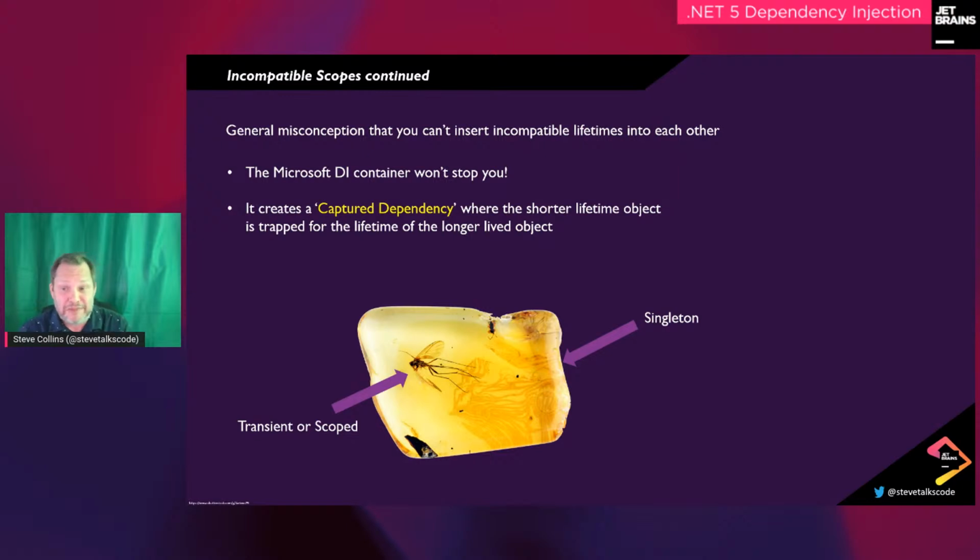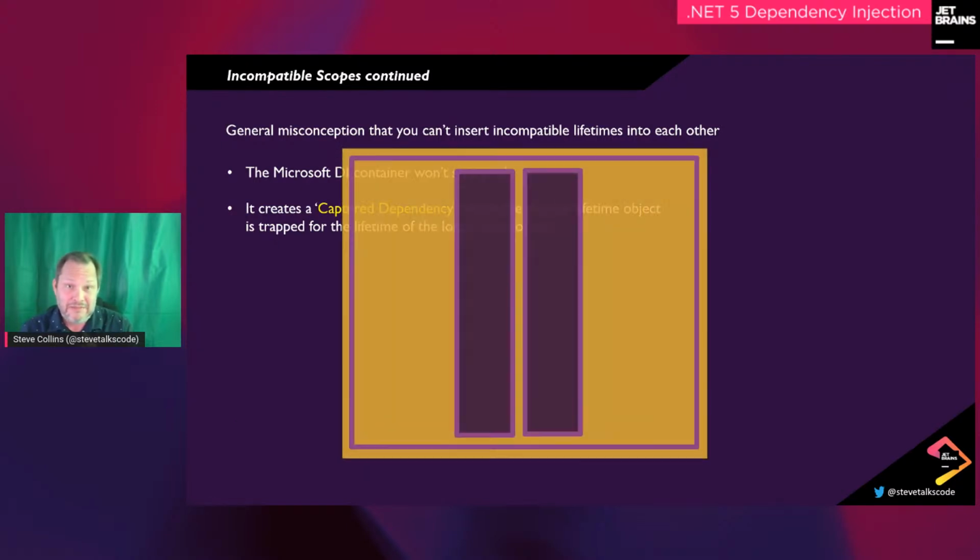This is known as a captive dependency, where the transient or scoped instance, like the insect in amber shown here, is imprisoned in the outer shell, which in our case is the singleton. But you may want to hit pause there and say, hang on, when I've done this before, I've got an exception.